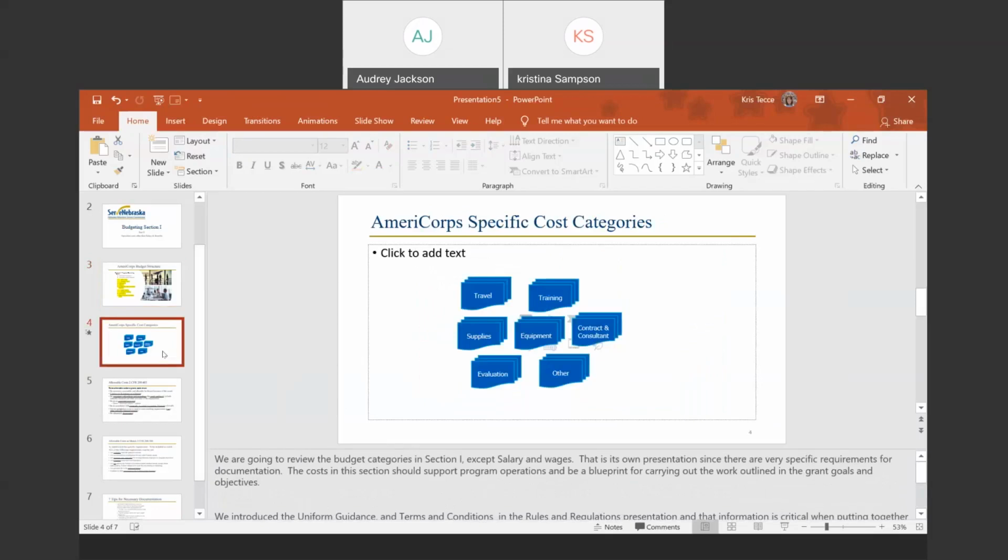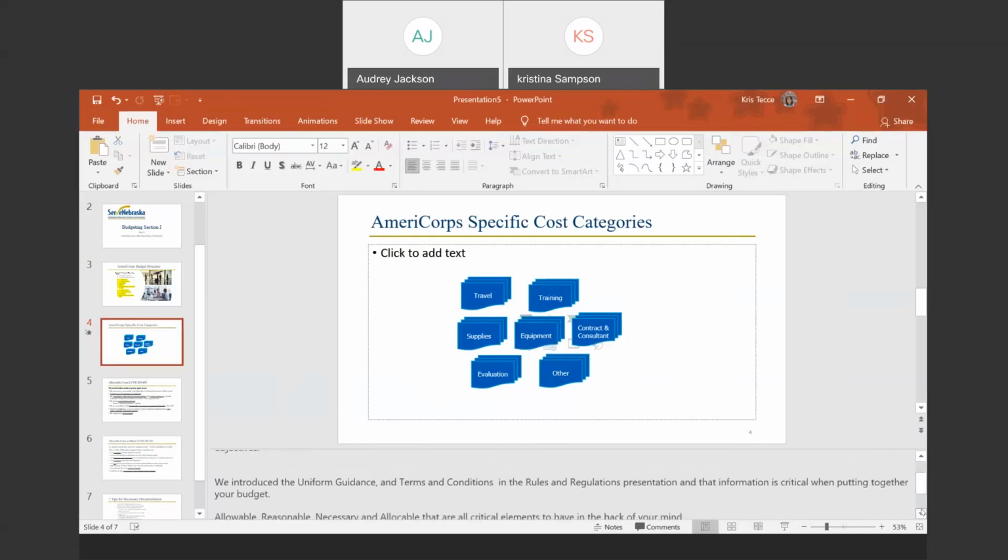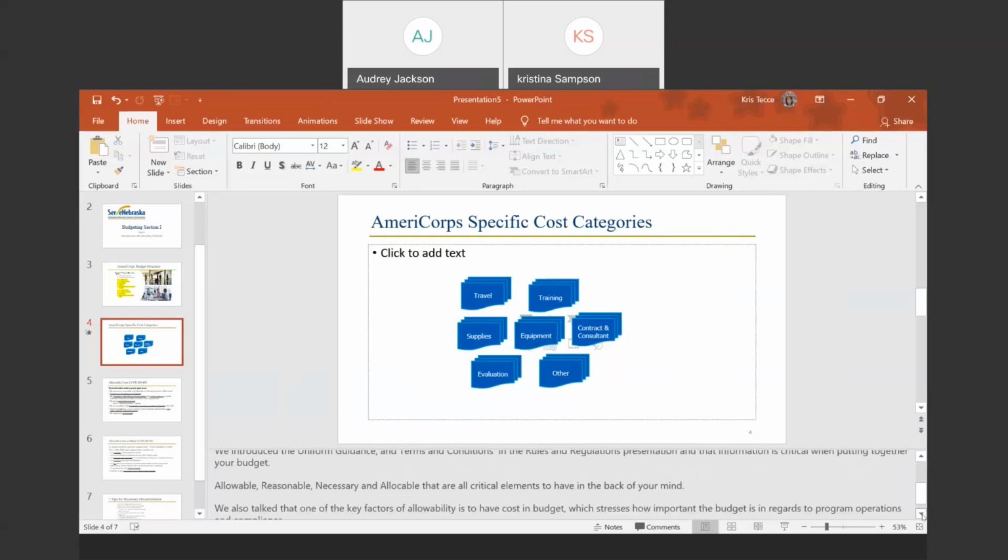So looking at the specific costs in the category, we're going to go piece by piece and looking at the specific requirements. Again, this should be supporting the program operations and the blueprint for carrying out the work outlined. Don't forget that these costs have to be reasonable, necessary, and looking at the uniform guidance and the terms and conditions. And it's critical when putting together your budget that you have this also the allocable piece. So in terms of if you have a shared cost such as rent, you only want to put the portion of costs that relate to the AmeriCorps program in this budget. And again, it's up to you to really prove that you have that allocable piece.